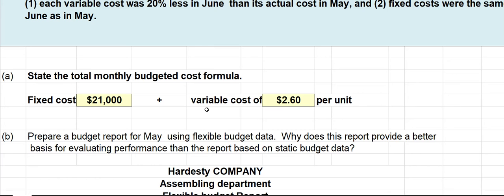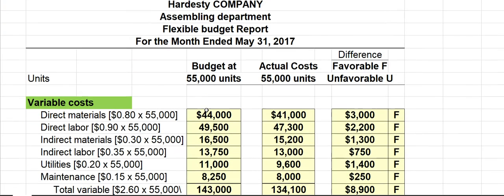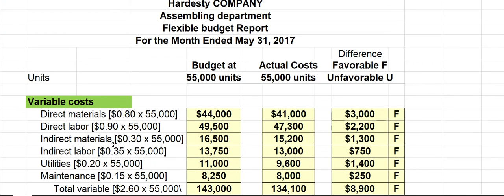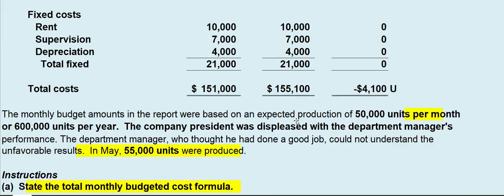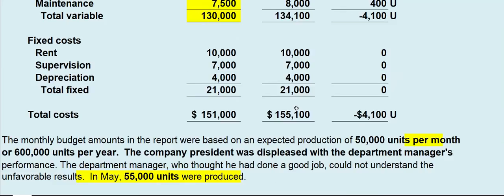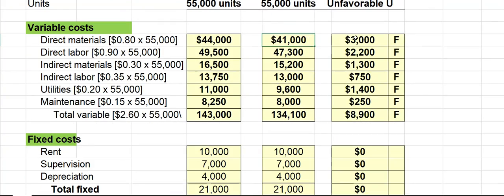And so we're now adjusting it, flexing it up to 55,000. So 55,000 times .80 would give you 44,000. We compared that with the actual, which was given here, and we now see that there is a favorable difference of 3,000. Why is it favorable? Because the actual cost for direct materials fell below the budgeted of 44,000.